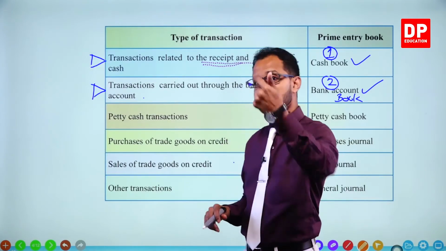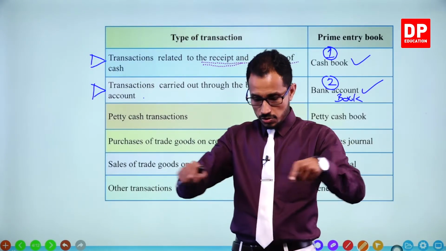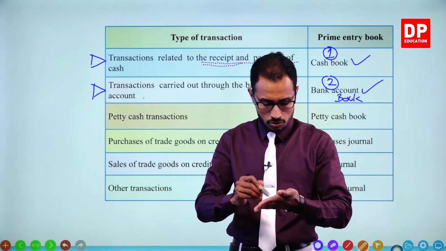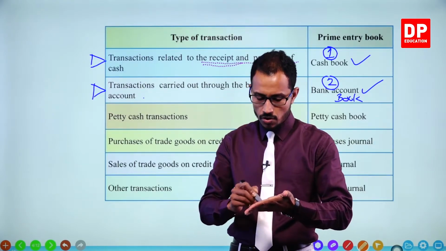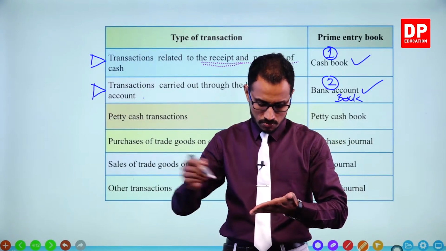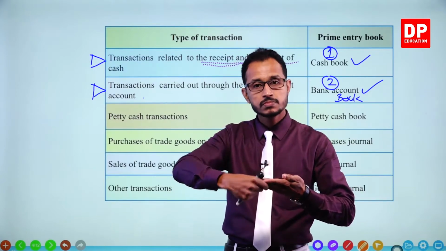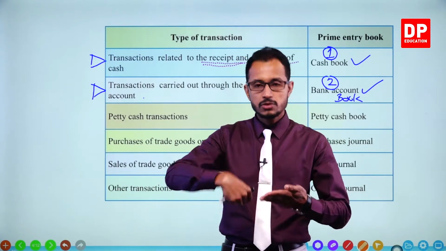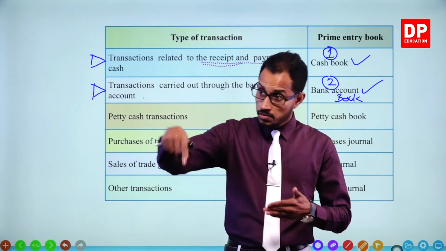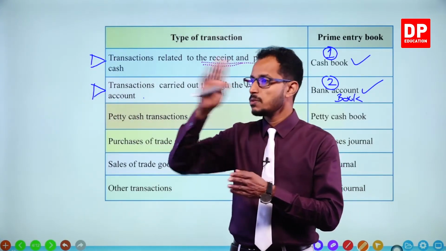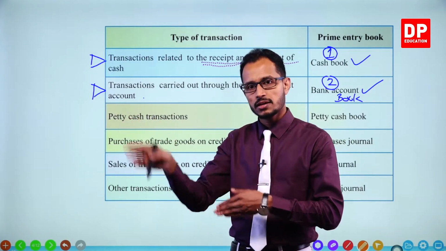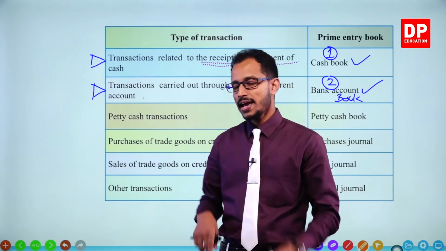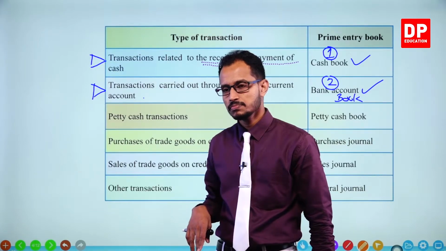When you pay using a check, you write a check to somebody, and you sign it, and you pay using the check. It's a bank transaction. It is related to the bank. The check goes to the bank. Money in the bank. Cash at bank.